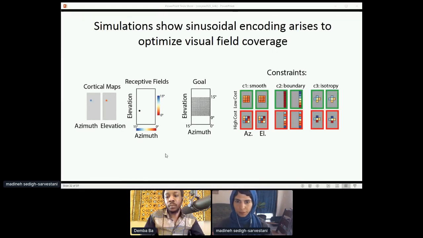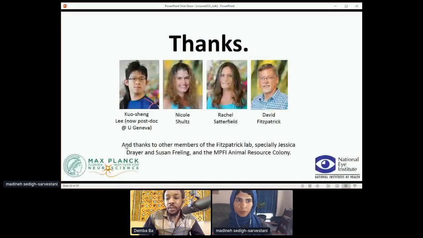Awesome, thanks. There's a question here by Arrow who asks, do you have any thoughts regarding the functional implications? That is to say, are there stimuli, for example, that would be easier or harder to detect or discriminate given the sinusoidal map as opposed to a Cartesian map?